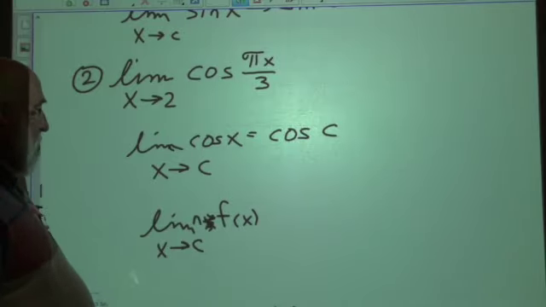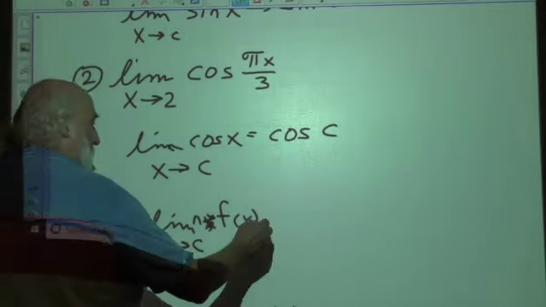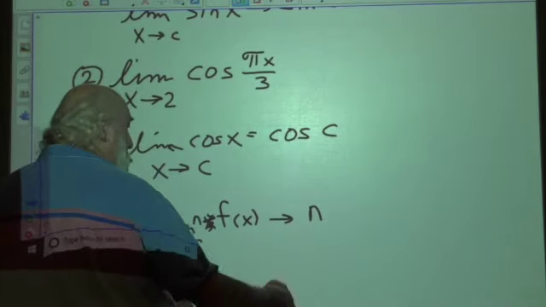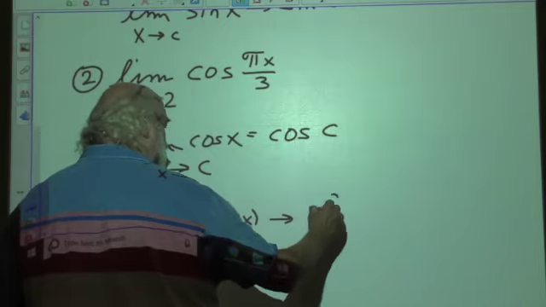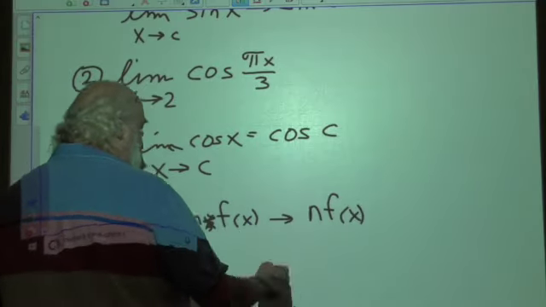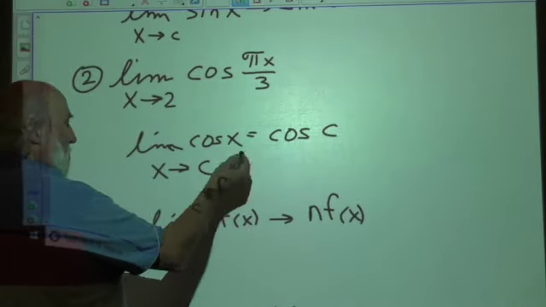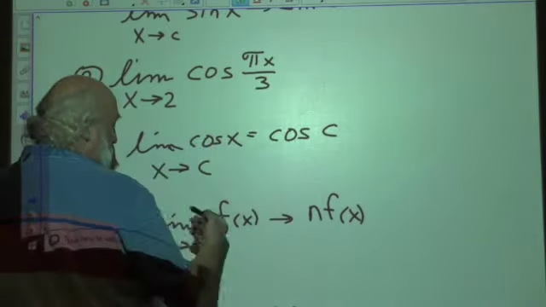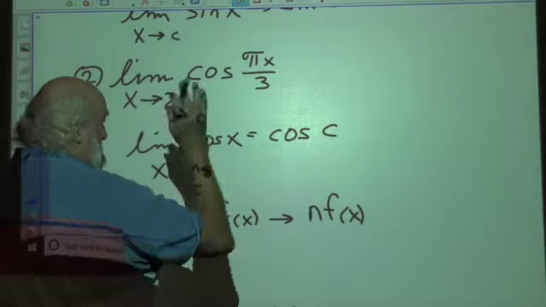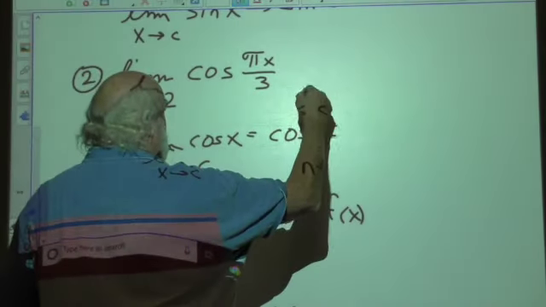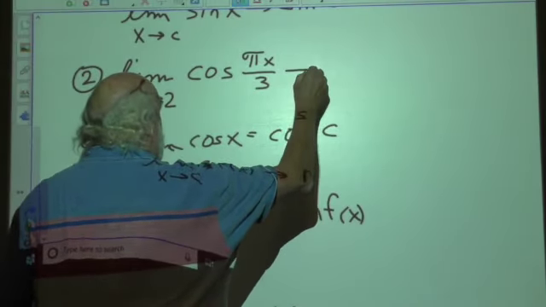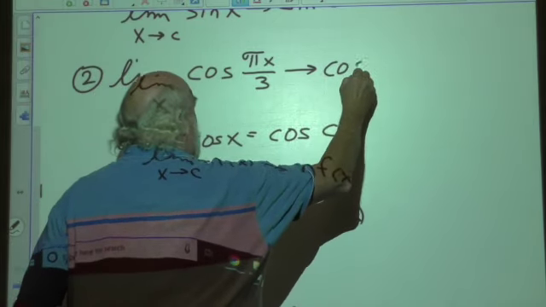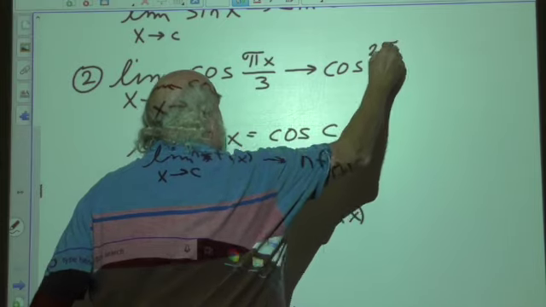So say the limit of n times f of x, that is going to be equivalent to n times whatever the function is of x. So you simply take that number and multiply. We're going to do the same thing here. This 2 is going to go in for this x right here, which is why I put x there. The limit for this is going to be the cosine of 2 pi over 3.